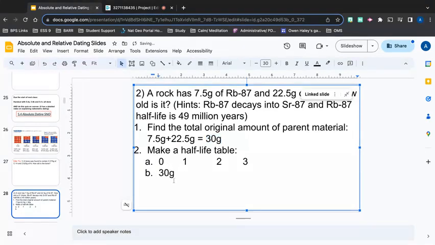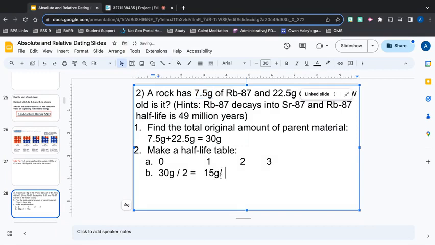I need to take the total amount of radioactive material that I had in my rock or isotope or fossil, and then I'm gonna divide in 2. Okay, and that will tell me how much parent material is left over after 1 half-life. 30 divided by 2 is 15 grams. Is that what we saw? No. You keep going in step 2. You keep dividing in 2, until you get to the observed amount of parent or radioactive material.